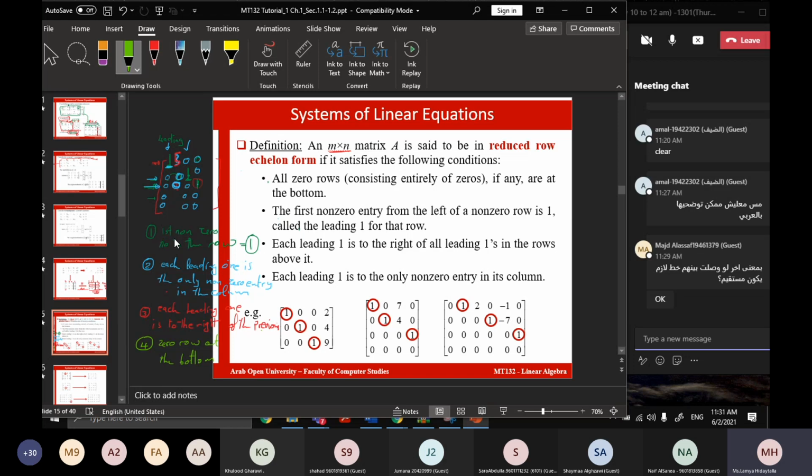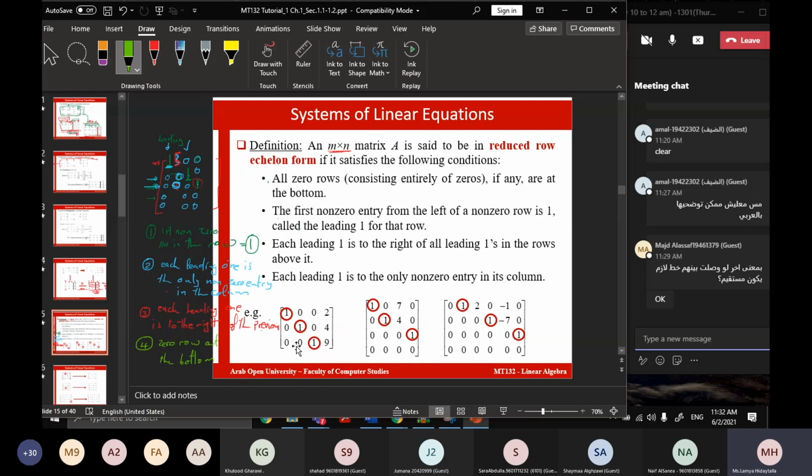Now what is the third property? That each leading one should be to the right of the previous one. Here this is a leading one. Is it to the right of the one above? Yes, and so on. The last thing: if we have a zero row, it should be at the bottom of the matrix, the last row. Clear for all? Then let's examine these matrices and say whether they are in the reduced echelon form or not.